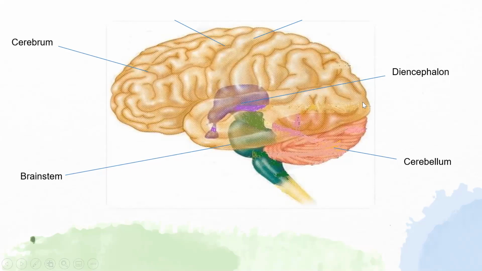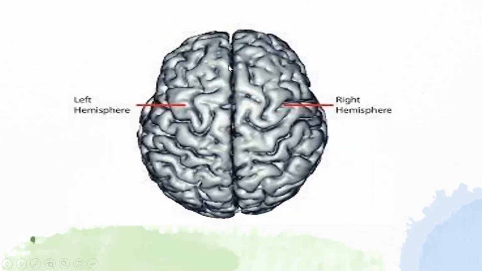We have the cerebellum, which coordinates motor movement. The ridges, the elevations in the cerebrum, are called gyri, and the grooves between gyri we call sulci. The cerebrum is made of two parts, the right cerebral hemisphere and the left cerebral hemisphere, which are divided by the longitudinal fissure.